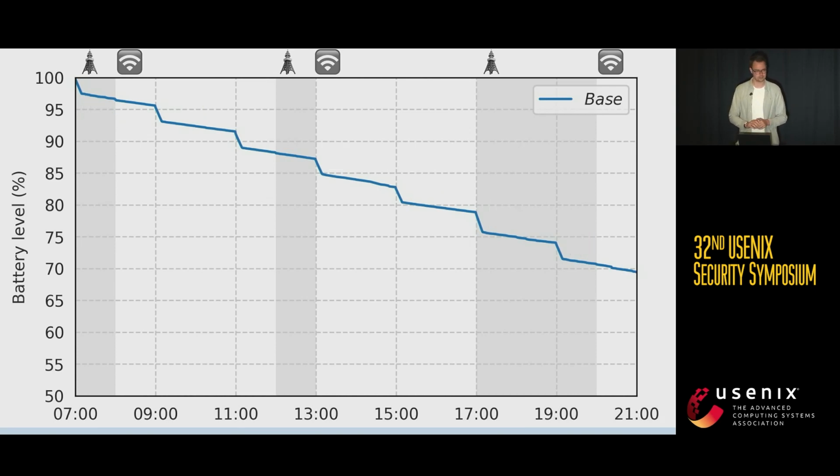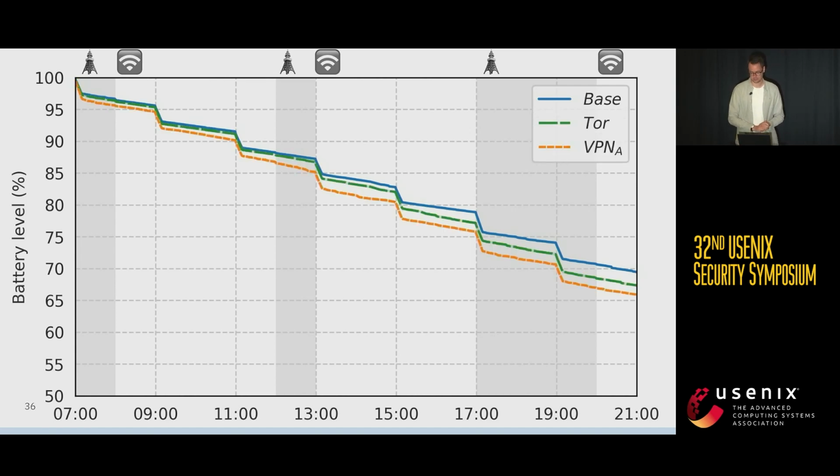So the blue one, that's our base scenario without any anonymity network. And then both VPN and Tor come with less than 5 percentage points difference at the end of the day, which is really good. Also, kudos to the Tor and Orbot developers. They're actually performing better than the VPN client in our tests. So that's some indication for good engineering practices there.